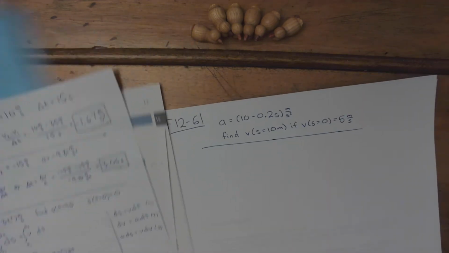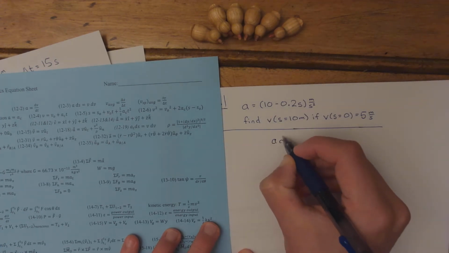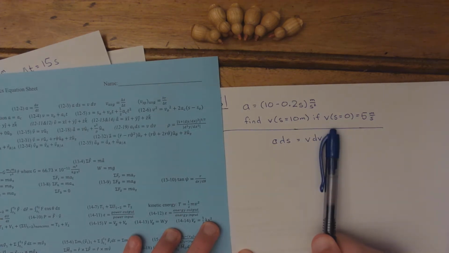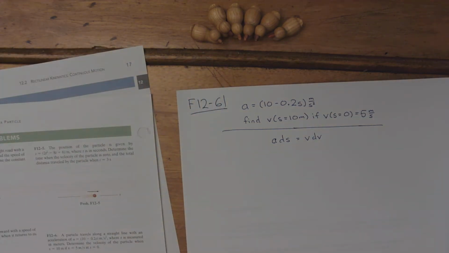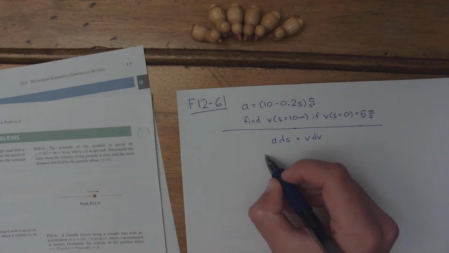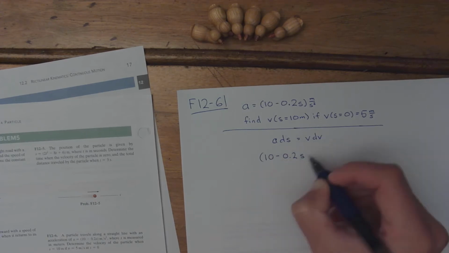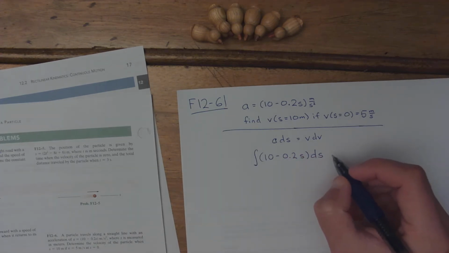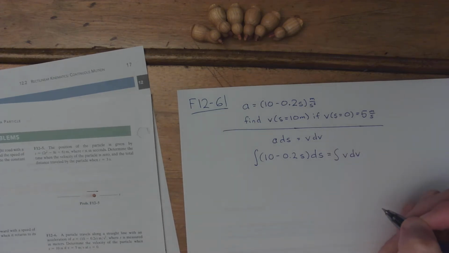So I have, this is equation 12.3 on the equation sheet, a ds is equal to v dv. Now I'm looking for the velocity, so I'm going to have to integrate this equation here, and I'm going to take the acceleration that I have and put that into equation 3. This is a function of s. I'm integrating with respect to s. I have to figure out my limits of integration, but before I do that, let me put the v dv on the other side of the equation.